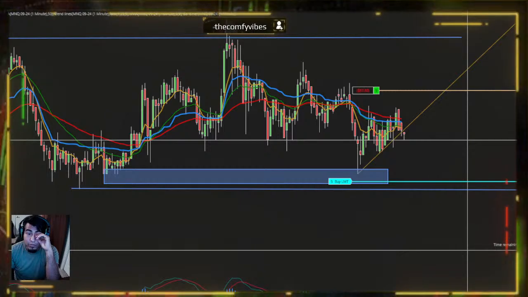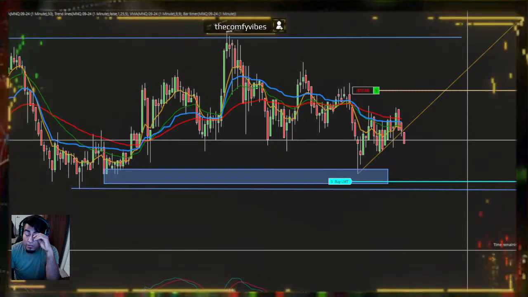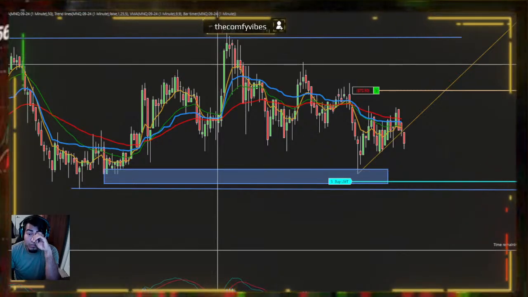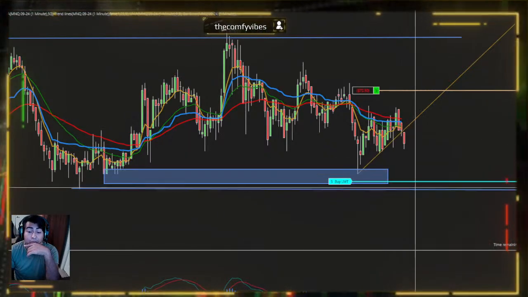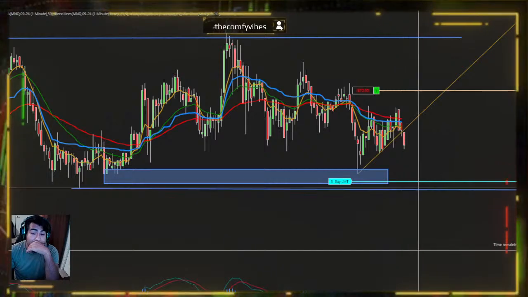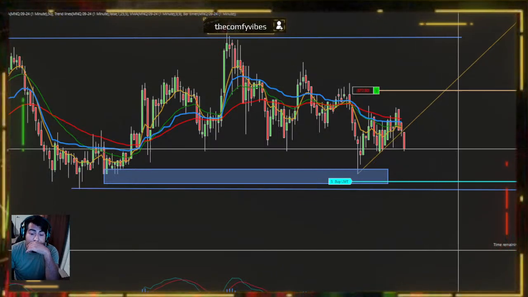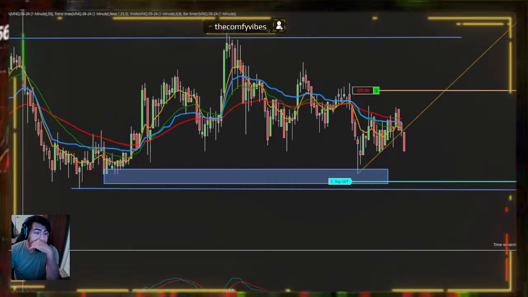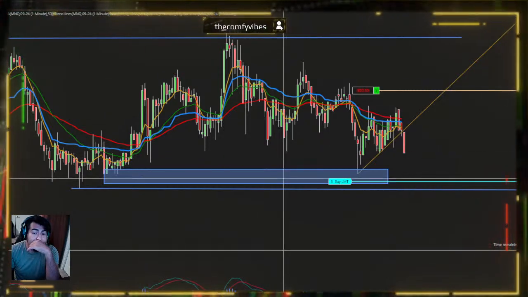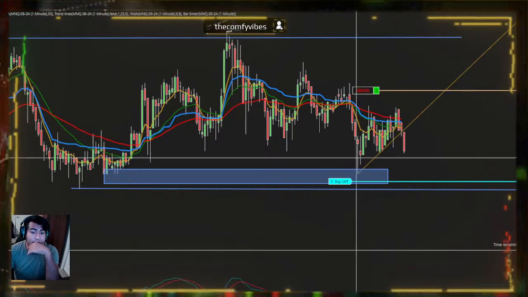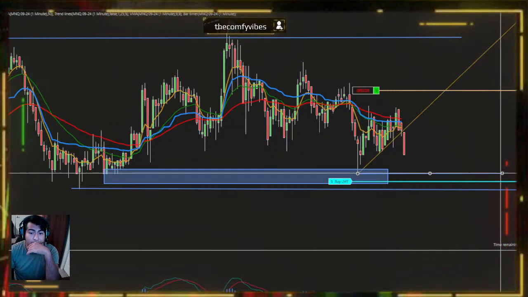But for right now, we're just playing the zone. So that's why I want to catch the bottom of the zone here and possibly reach all the way to the top again. So we have this area right here where it stopped.